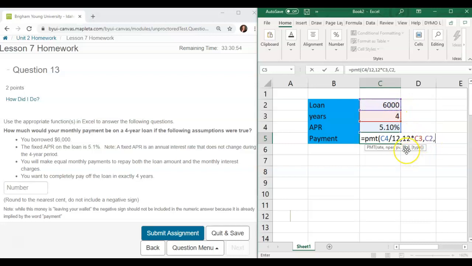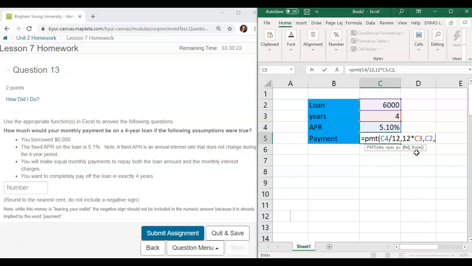Comma. The future value will be 0, so I can type in 0, but because Excel already knows that it's going to 0, if you don't put anything in there, you can leave it blank. Both of these in the brackets are optional. You do not have to put them in for it to calculate. The type here is a 0 or a 1 referencing the beginning of the month or the end of the month. We aren't worrying about that in this class, so don't put anything in there and it'll still calculate.